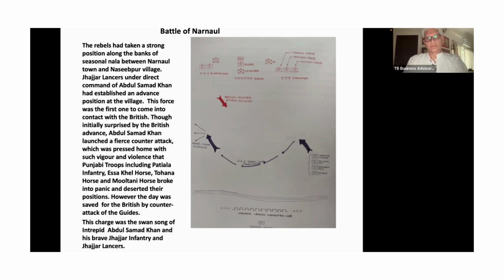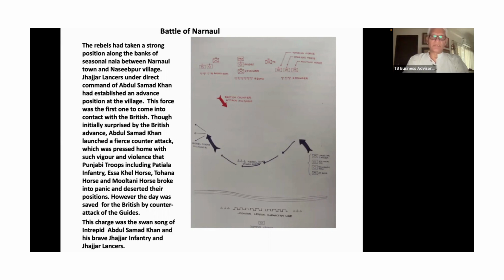And this resulted in Abdul Samad Khan launching a counterattack to regain the position. This counterattack was pushed in with such vigor and violence that the Punjabi troops who had taken this position, including Patiala infantry, Isakhel horse, Tohana horse, and Multani horse, panicked and started running away.